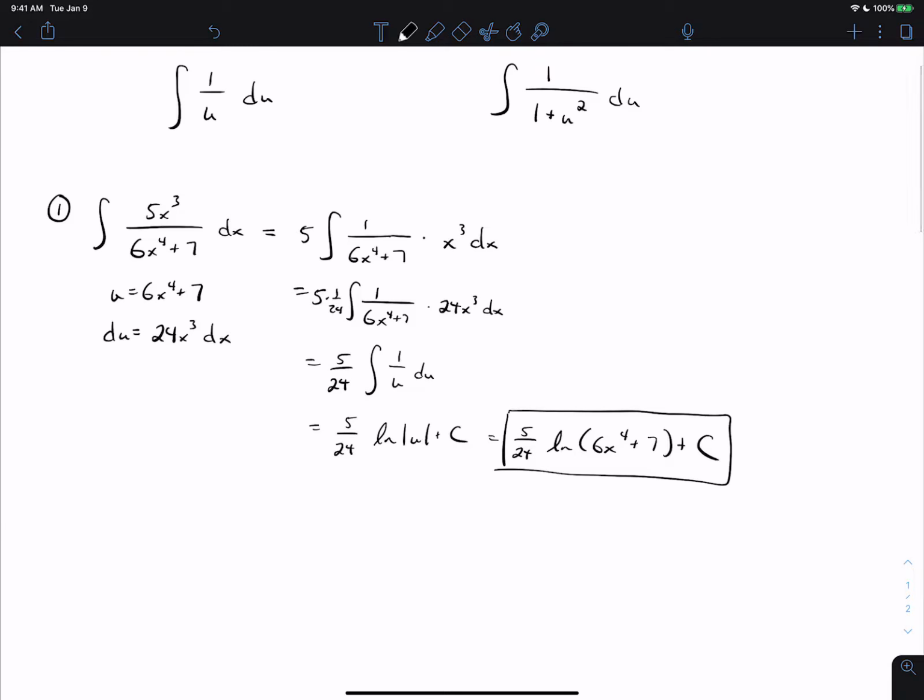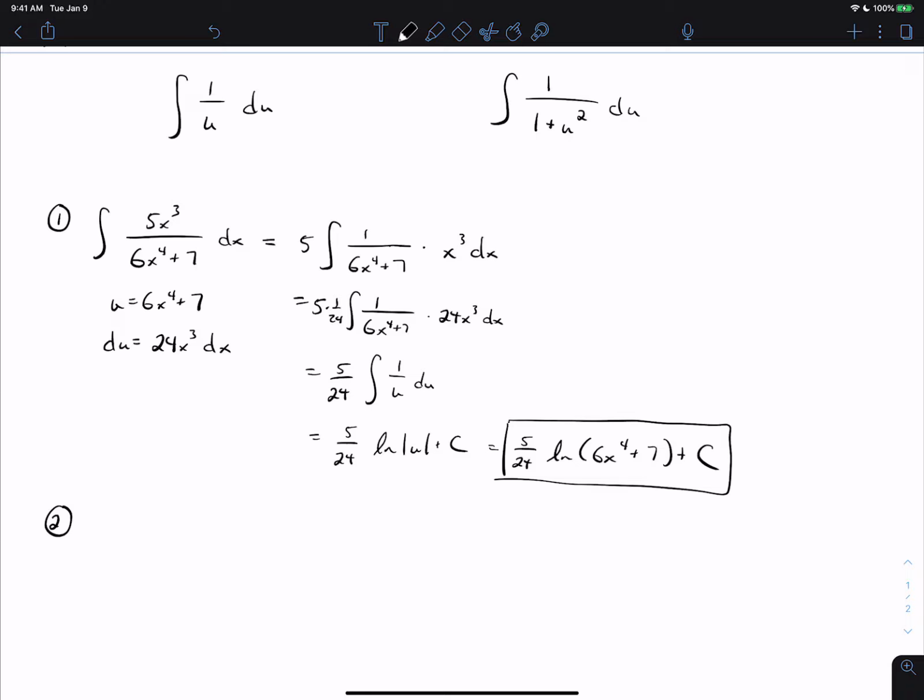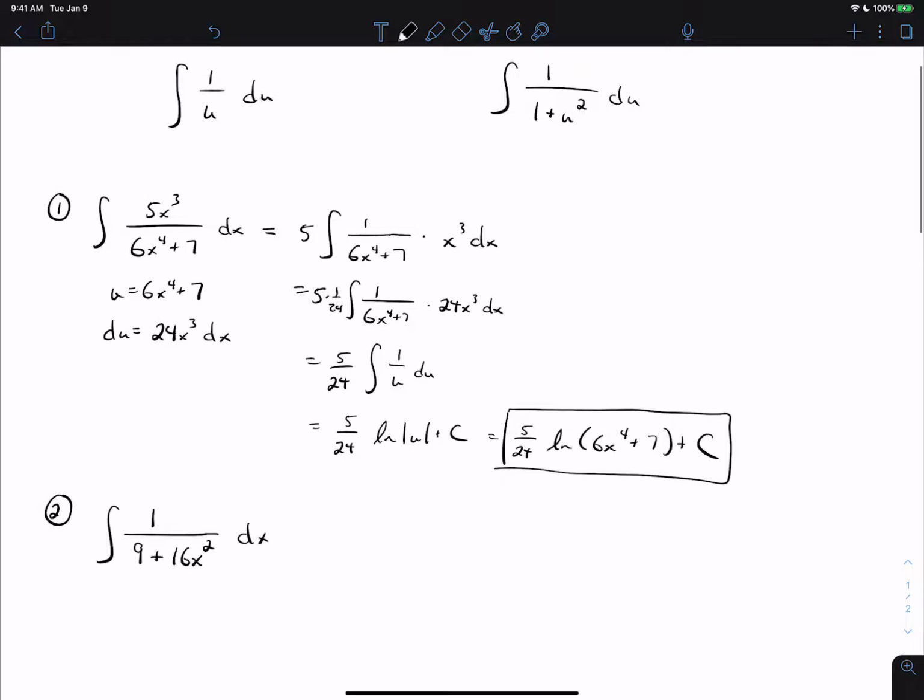I want to look at another one. So problem 2. Let's say we've got 1 over 9 plus 16x squared dx. Okay. So when we look at this problem, the first thought should be probably that we're going to try to match the 1 over u du form. If we do that, u is 9 plus 16x squared. Du then is 32x. The problem with that is that there's no x in the numerator, and so we're not able to get the du that we need in this case.